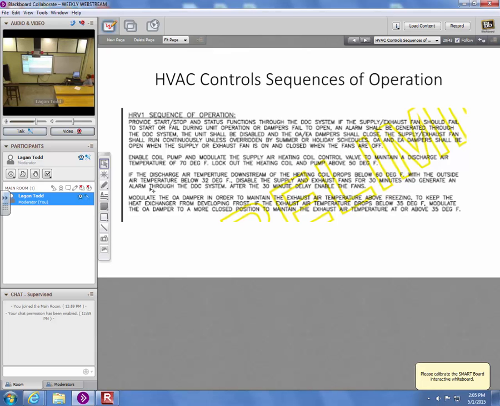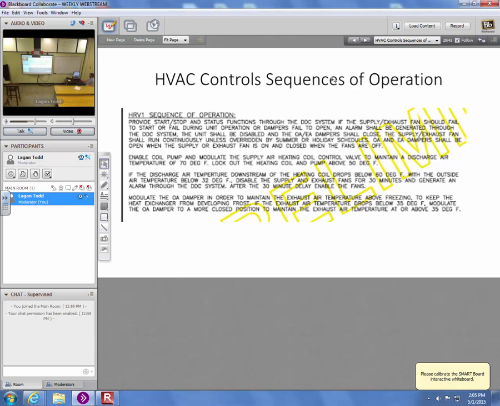This section here is unique to HRVs. It says that if the discharge air temperature downstream of the heating coil drops below 60 degrees Fahrenheit with the outside air temperature below 32 degrees Fahrenheit, in other words, it's really cold outside, you're doing what you can to keep the discharge air temp above 60, or maybe this is 50. Anyway, keep it comfortable. If you can't do that, then you need to disable the supply and exhaust fans for 30 minutes and generate an alarm through the system. After the 30-minute delay, enable the fans.